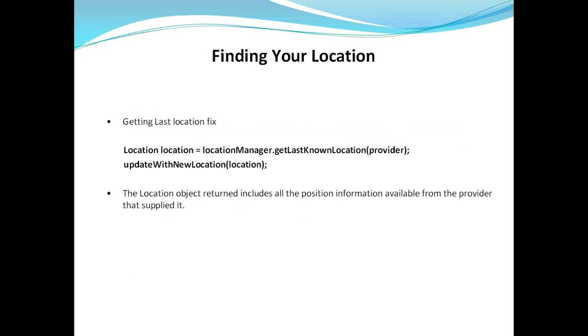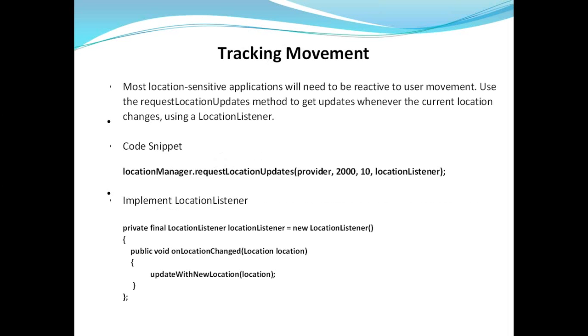The third step here is to find the location. For that we just need to call the getLastKnownLocation method. The Location object returned includes all the position information available from the provider that supplied it. After getting the last known location, we can track the movement with the help of a location listener.